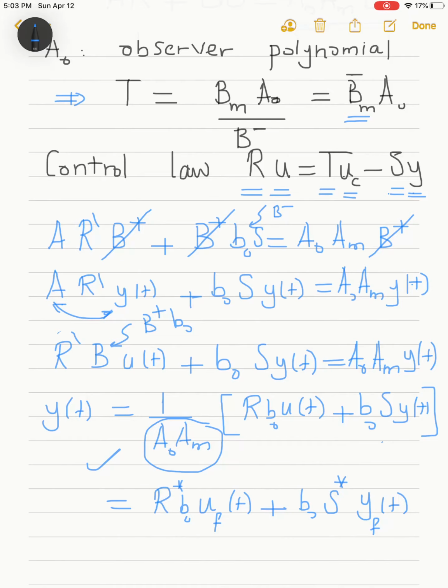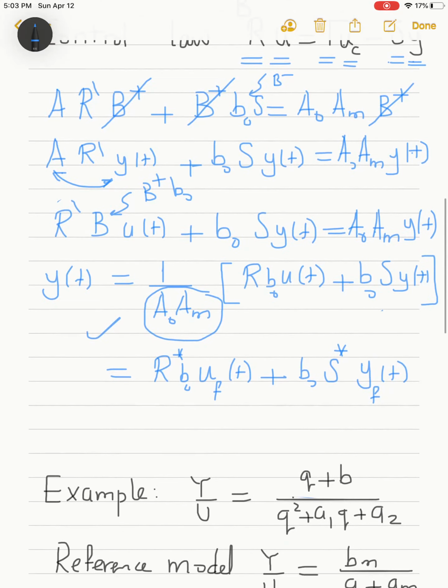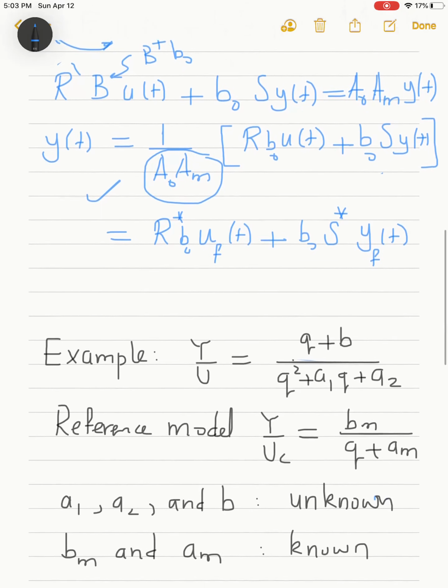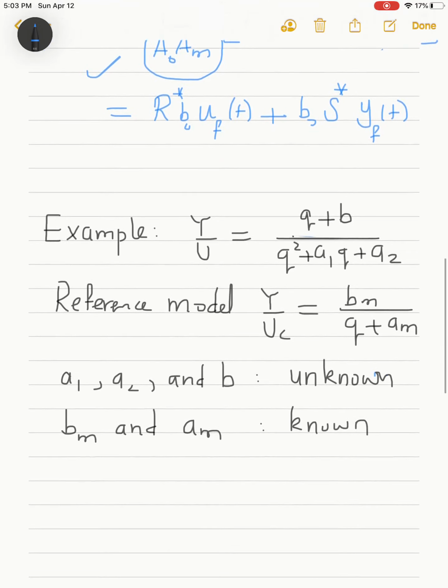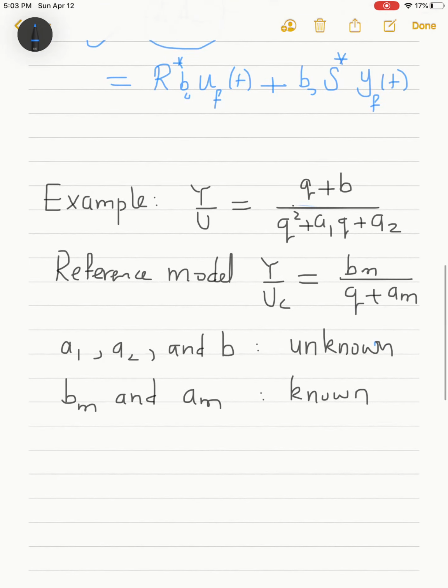Let's consider an example to show how to implement a direct self-tuning regulator. I'm going to consider a second order system where the parameters b, a1 and a2 are unknown, and the reference model is given by a first order transfer function, and of course the parameters bm and am are given, they are known.